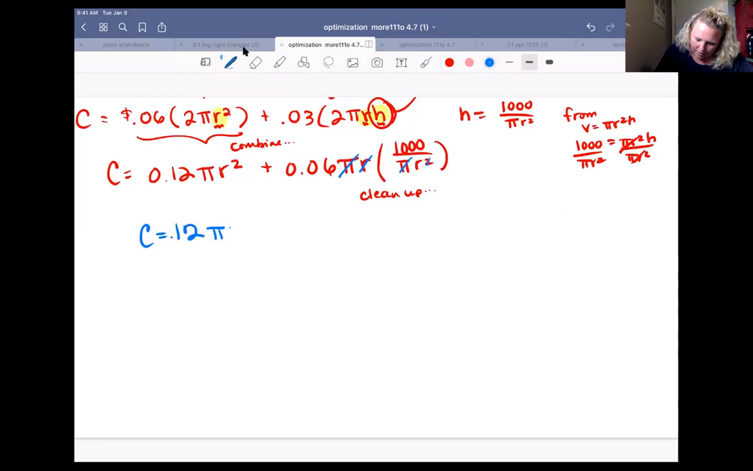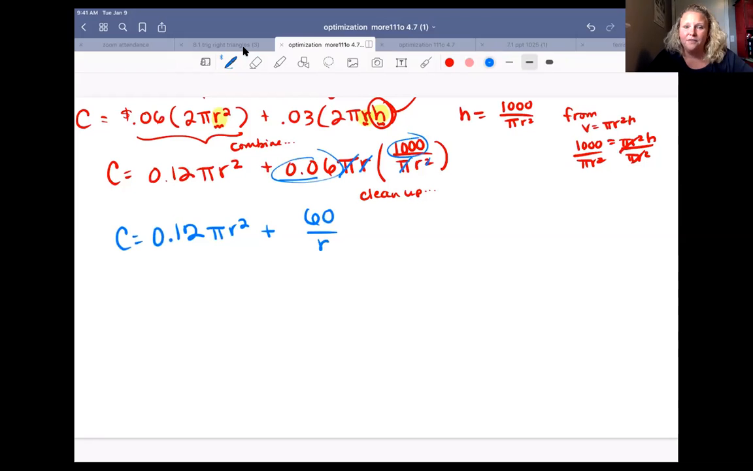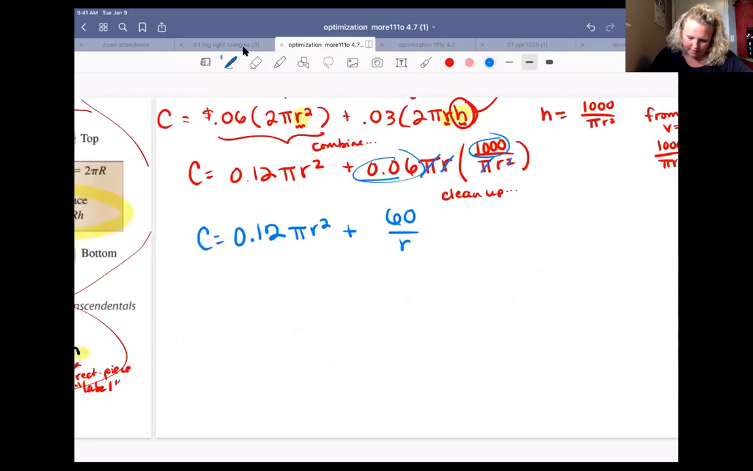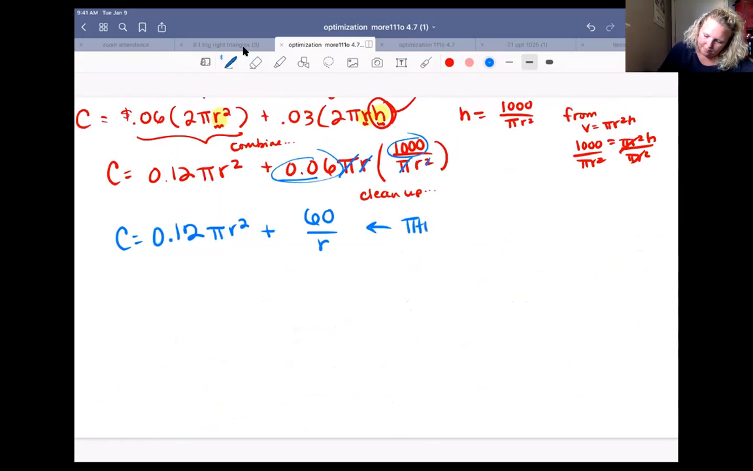0.12 pi r squared plus 0.06. Well, actually, what's 0.06 times 1,000? Is that 60? Yeah, 60 over r. That is the function that we're working with. And I'll put a 0 in front of that, so I don't lose the fact that it's a decimal. That's the function that we're minimizing. Are we minimizing? We're minimizing, yeah. So this is the simplified cost function that we need to minimize or optimize, or in this case, we're minimizing.